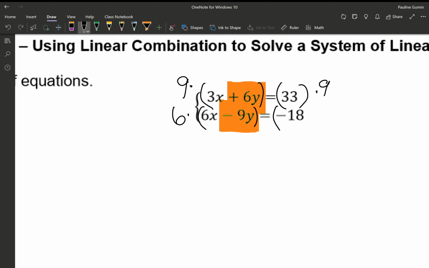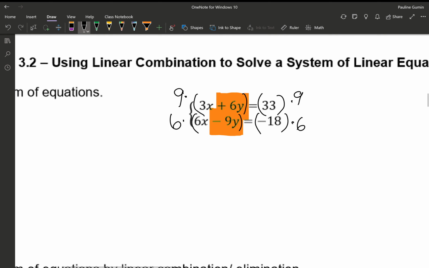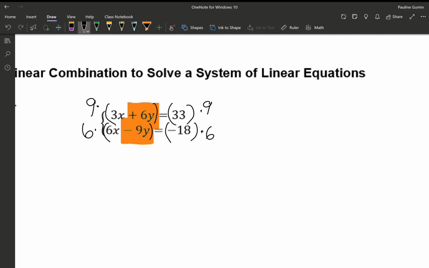Now I'm keeping both of these numbers positive because my y's already have one positive, one negative. I don't need to create that. All right, let's see what happens. 9 times 3x is, it's not 18. I don't know why I wrote that. It's 27. 27x. 9 times 6y is 54y.